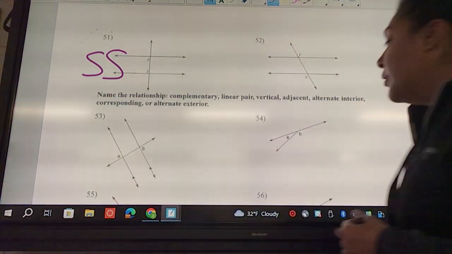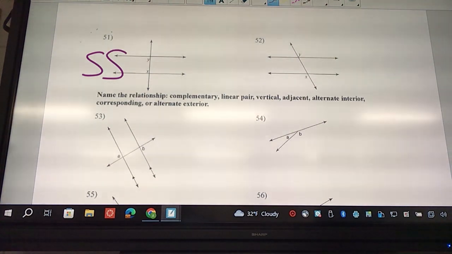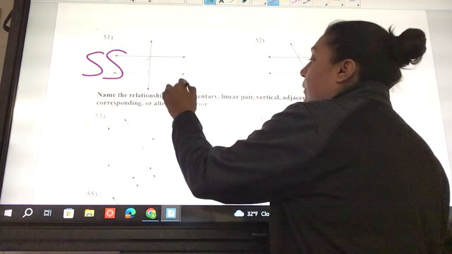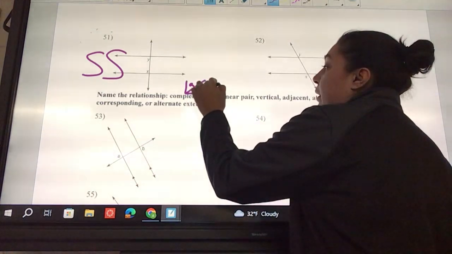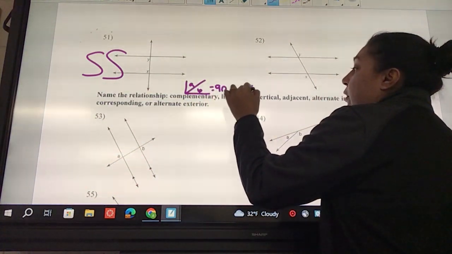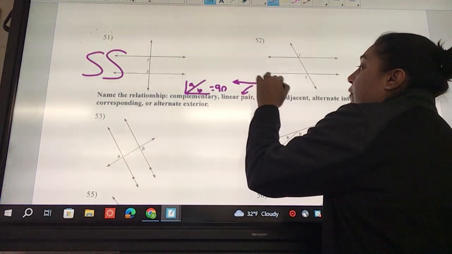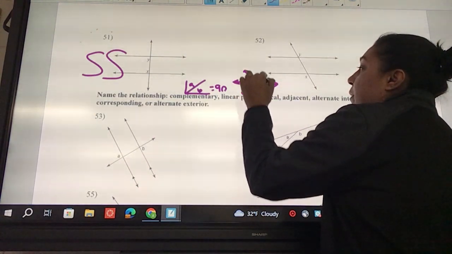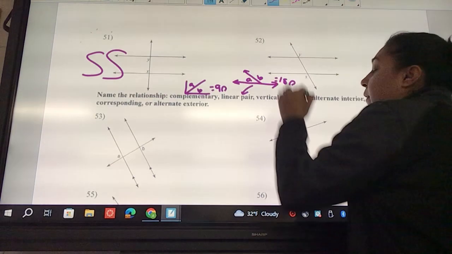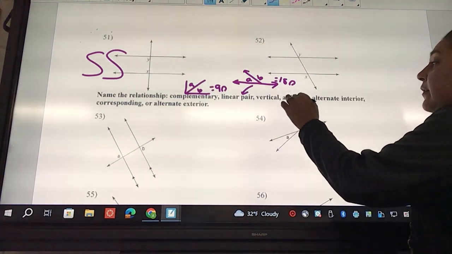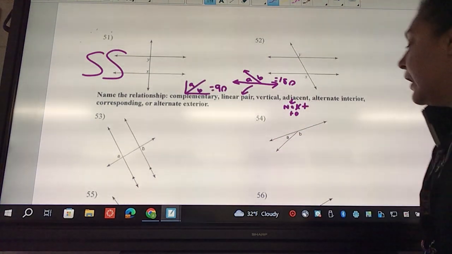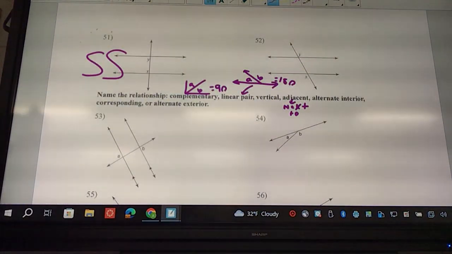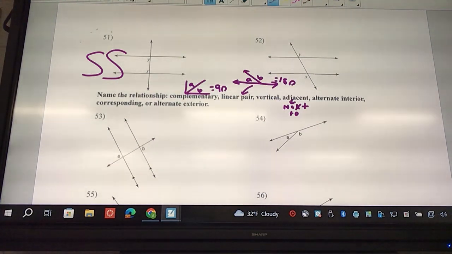Complementary adds up to 90, so A plus B equals 90 degrees. A vertical or linear pair adds up to 180, so A plus B equals 180. Adjacent means next to. The all interior, corresponding, and all exterior are kind of the same. I just added a couple more vocab terms.